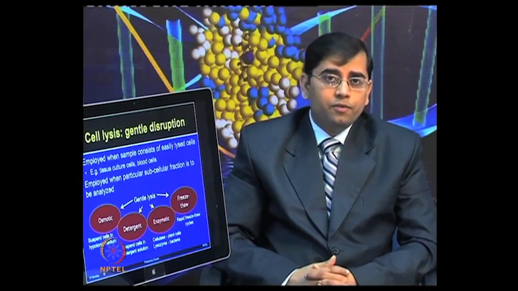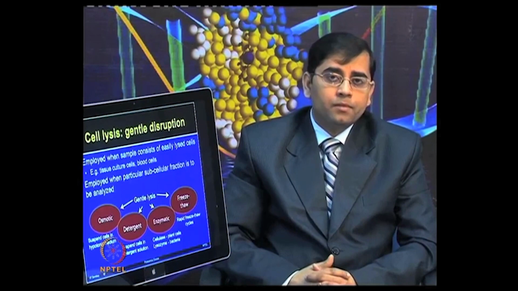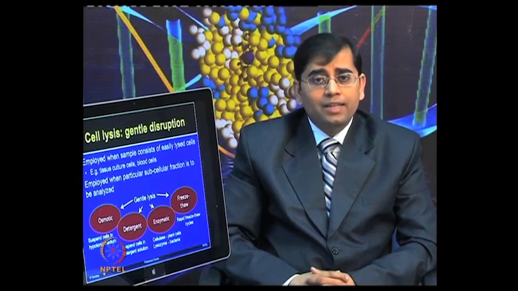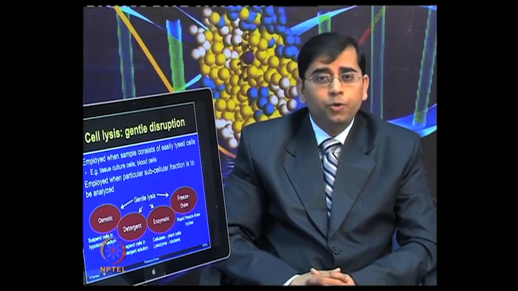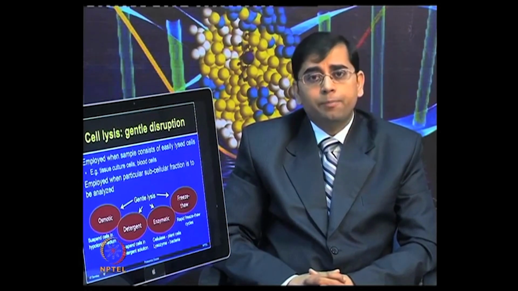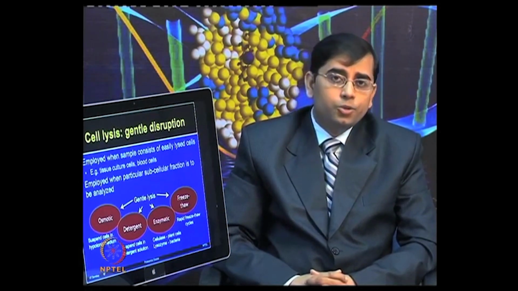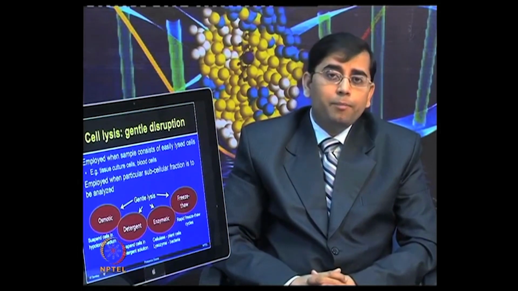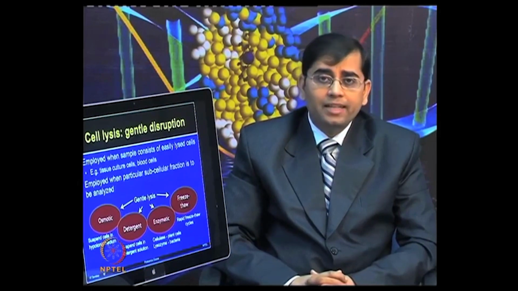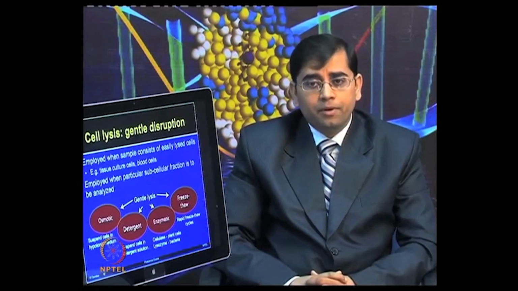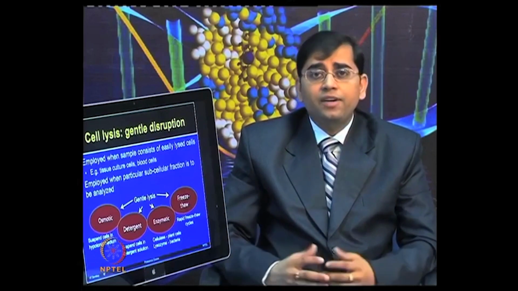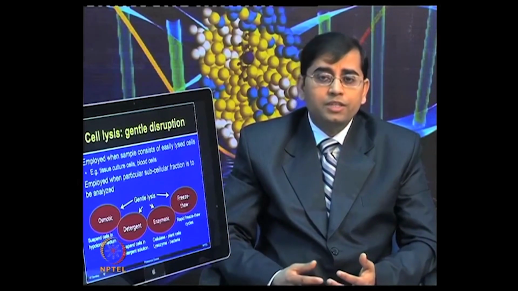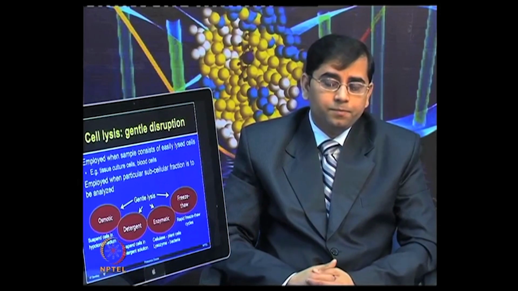There are different types of lysis methods available, such as osmotic lysis, in which one can suspend the cells in hypotonic medium. Detergent lysis, where you need to suspend the cells in detergent solution. Enzymatic lysis, if you are using plant cells, for example, one can use cellulase enzyme. If you are using a bacterial sample, one can use lysozyme. There are different types of enzymes which are used for enzymatic lysis.